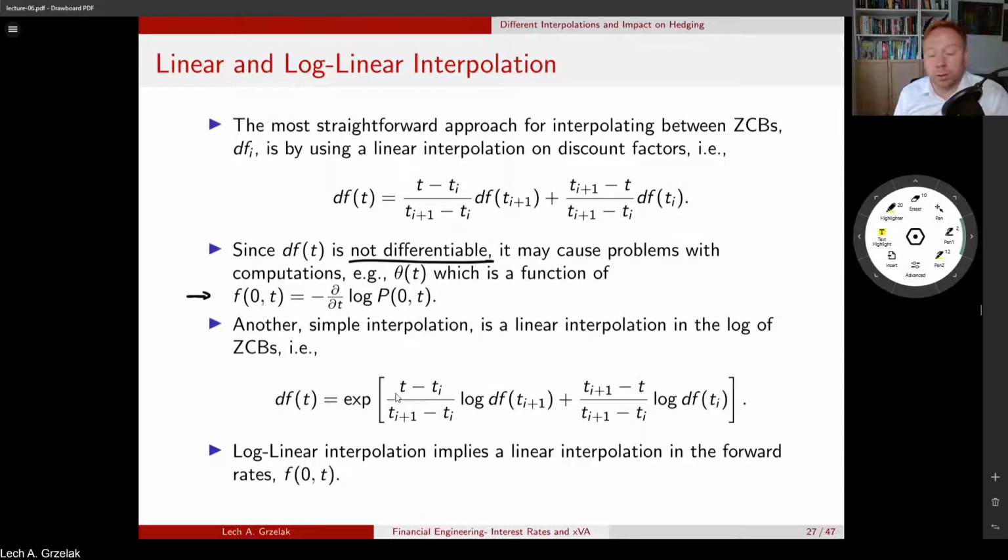Another approach, which we have also done in this code, is interpolating on log discount factors, and that improves some of the limitations of these interpolations. This is equivalent to linear interpolation between forward rates. I always prefer this one over the other. But as you have seen in the previous lecture, I also changed these interpolations to B-splines, for example, and I was happy with those results.